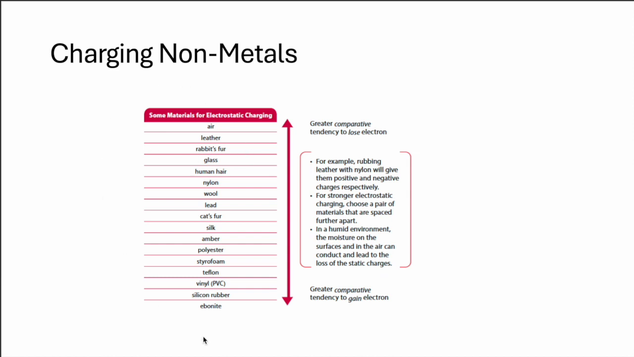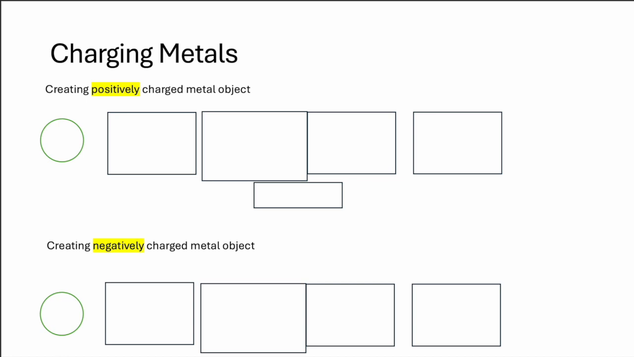You can see all these items are non-metals. They are non-conductors of electricity, insulators, you may call them also. So they are charged by friction, by rubbing. Okay, so metals can also be charged as well.